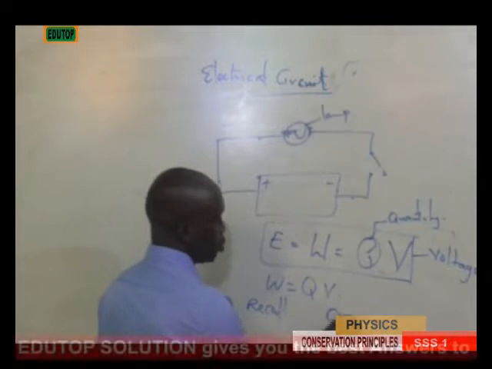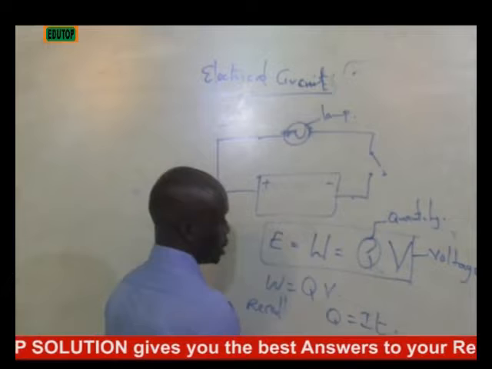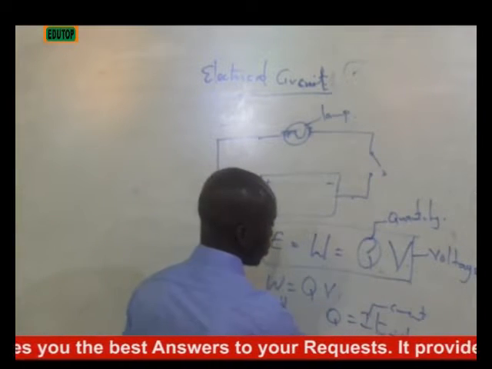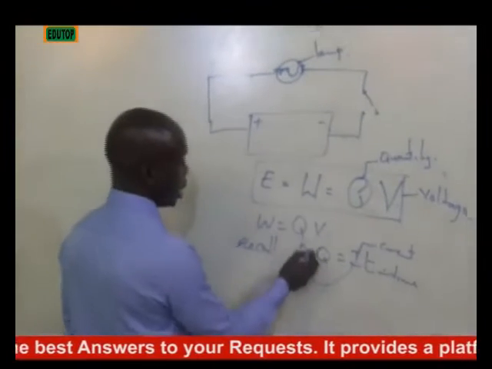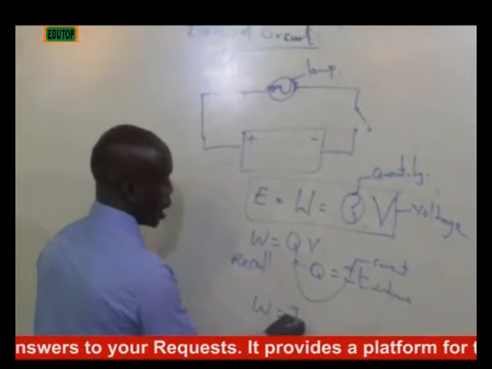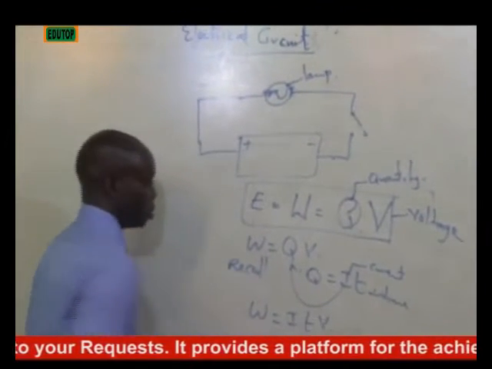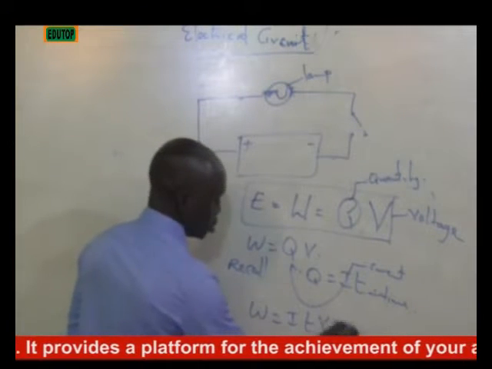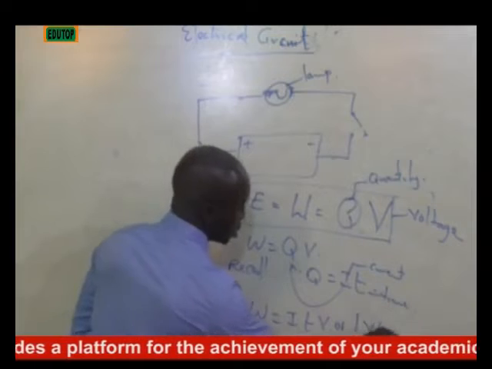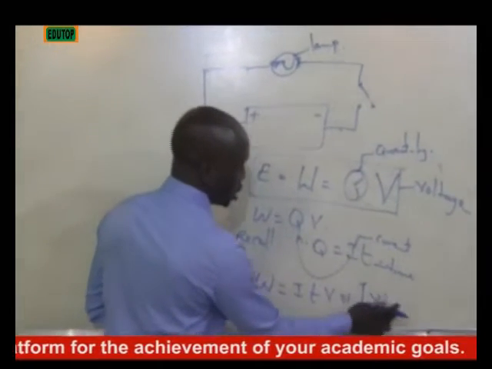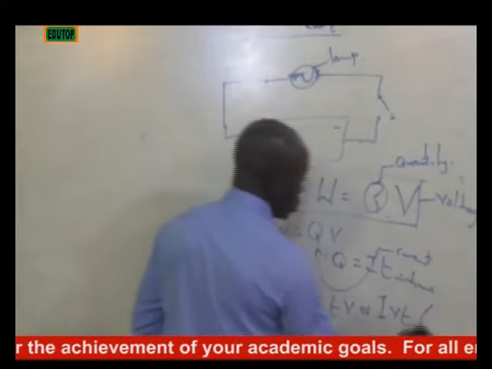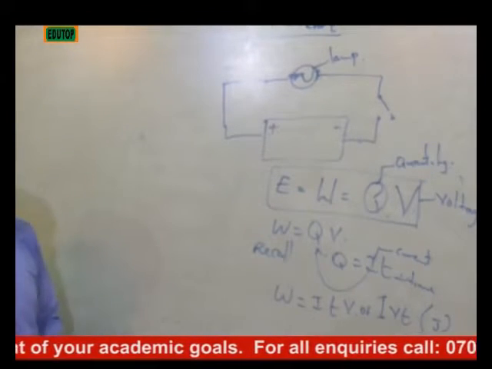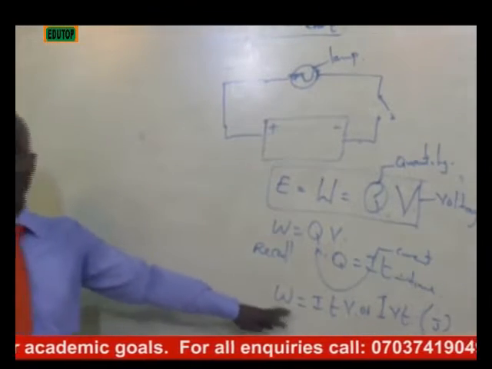If you recall, Q is IT. What is I? Current. What is T? Time. So if you bring this in here, you have work done equals ITV, or IVT: current, voltage, and time. And your work done is measured in joules. So that is just the formula of work done.